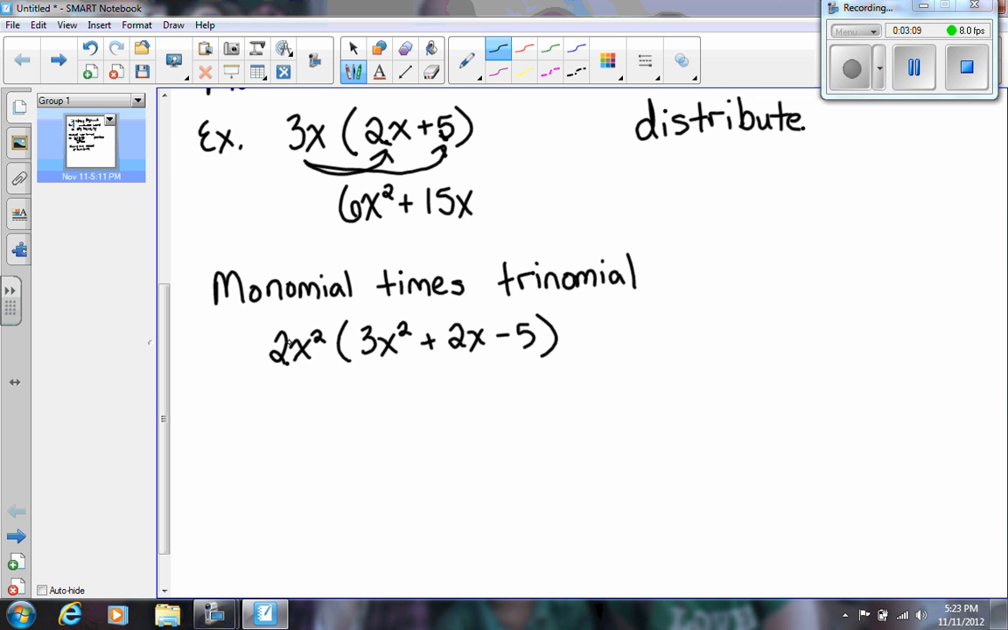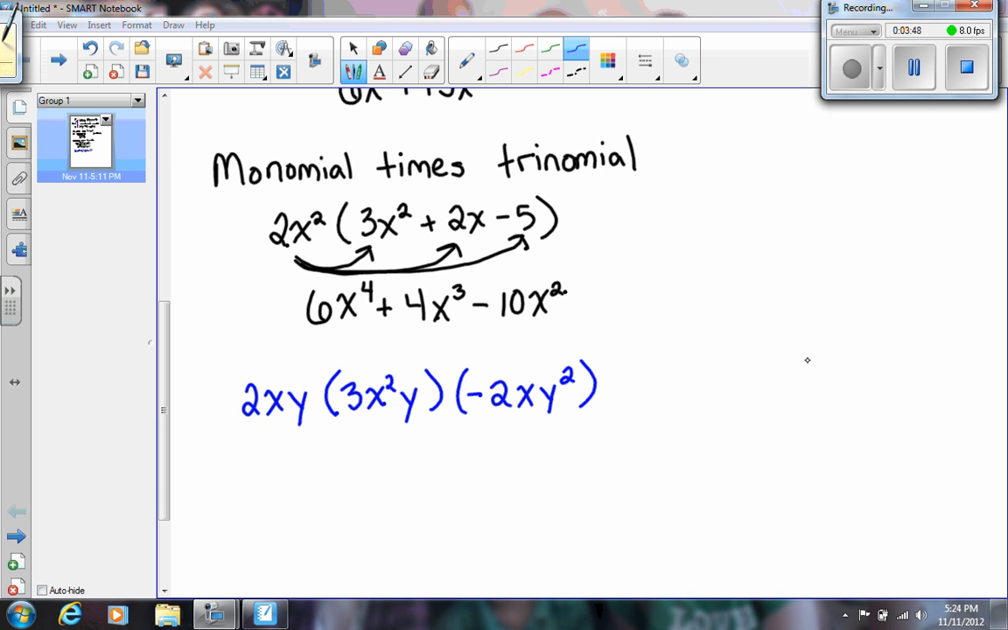Okay, again, since I'm multiplying by a monomial, and this is a trinomial, notice it has three terms: 3x squared, 2x, and 5. Those are the three terms. So I'm just going to distribute. I get 6x to the 4th power. Then I'm going to multiply 2x squared times 2x, it's a plus sign in between, and I get 4x cubed. And then it's a minus sign next, and 2x squared times 5 gives me 10x squared. And that's my answer.